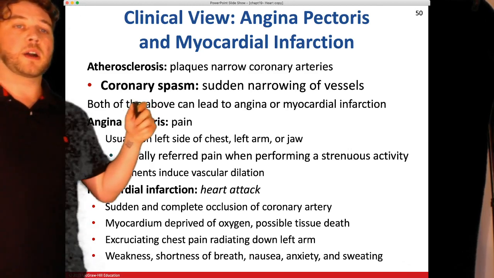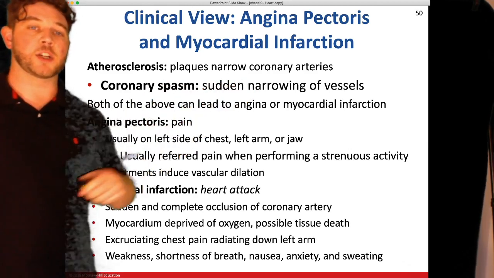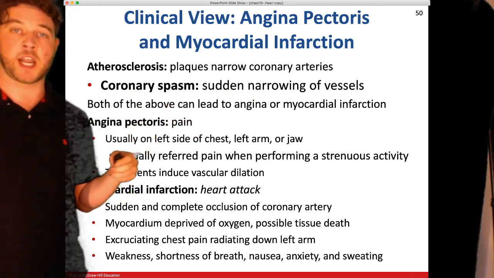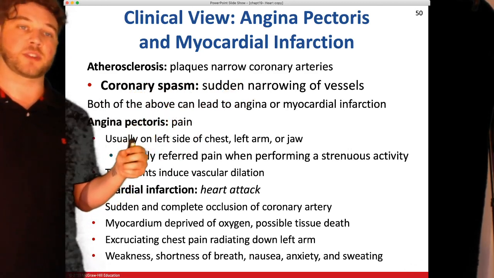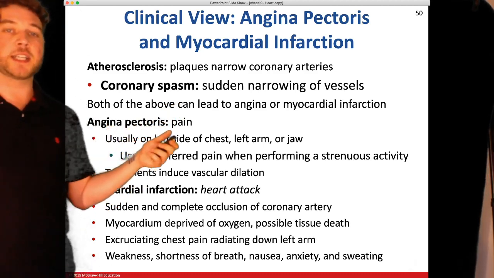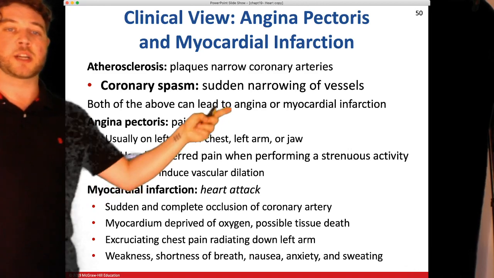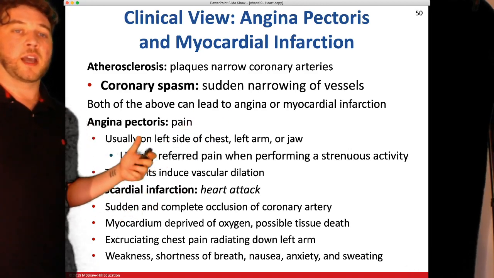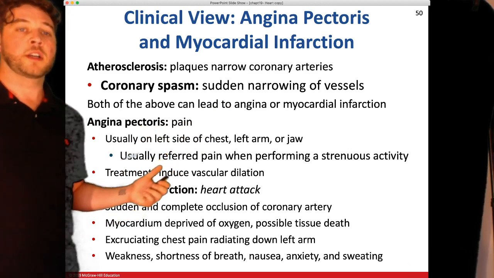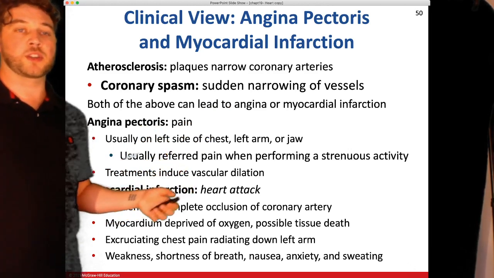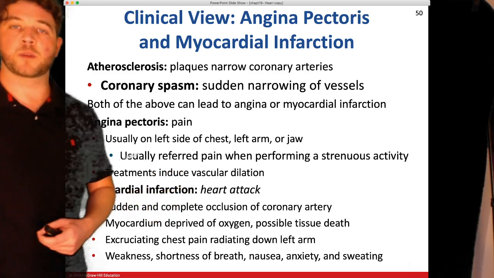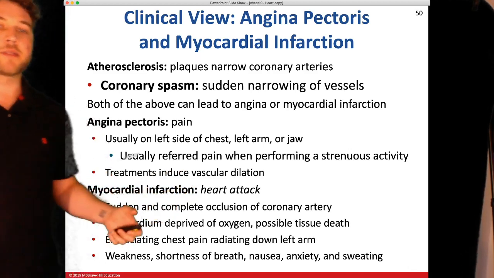Okay, atherosclerosis. Plaque is narrowing your coronary arteries. You can have a coronary spasm, which is a sudden narrowing of the vessels. A spasm is what you think about, like a little jump. Both of the above can lead to angina or myocardial infarction, angina being general chest pain. There you go, angina pectoris, usually on the left side of the chest, left arm or jaw, and usually referred pain when performing a strenuous activity. So if you're performing a strenuous activity, your heart may have to work more, and that will refer pain down to the left side of your body.